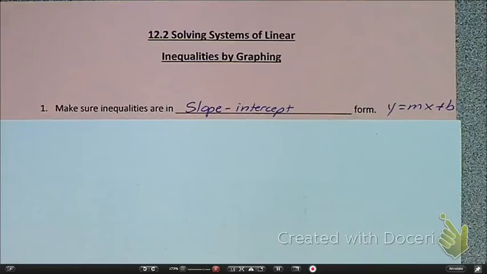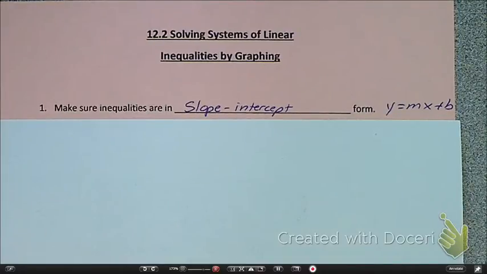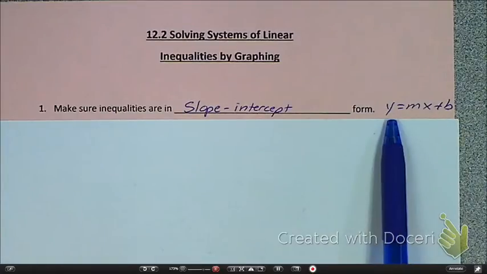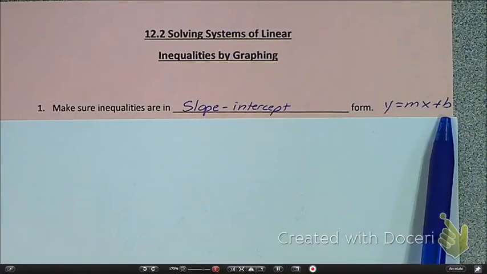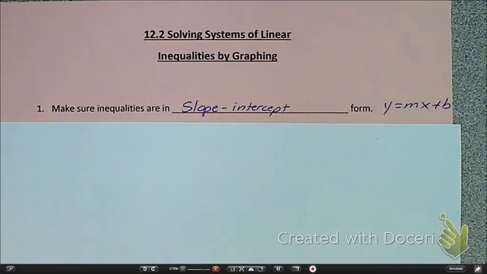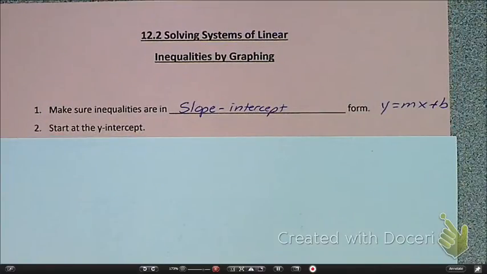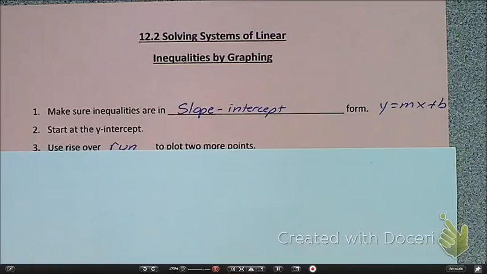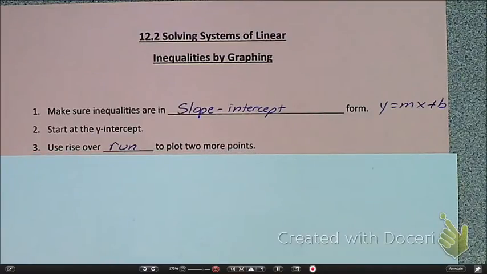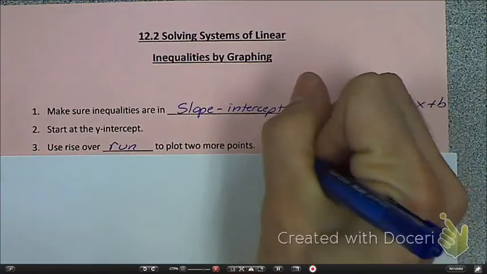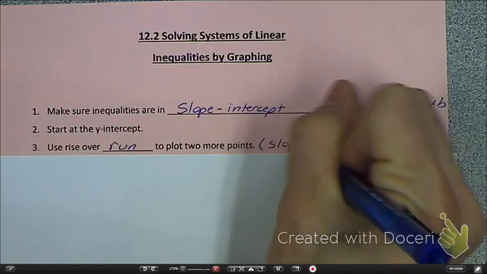First step, make sure inequalities are in slope-intercept form. That's y equals mx plus b. Then you want to start at the y-intercept, which is your b. You want to use the rise over run to plot 2 more points. That is our slope.